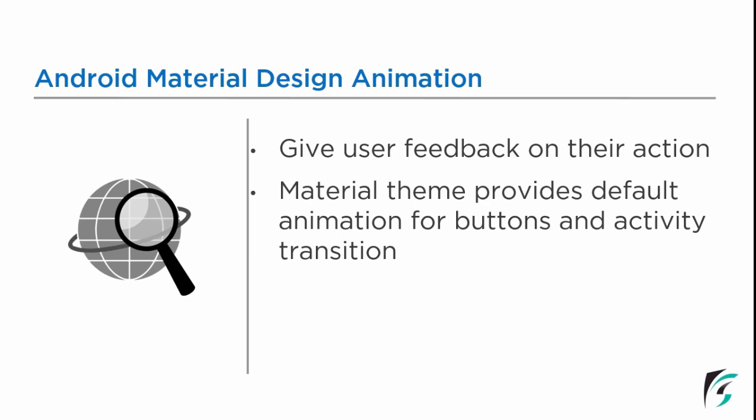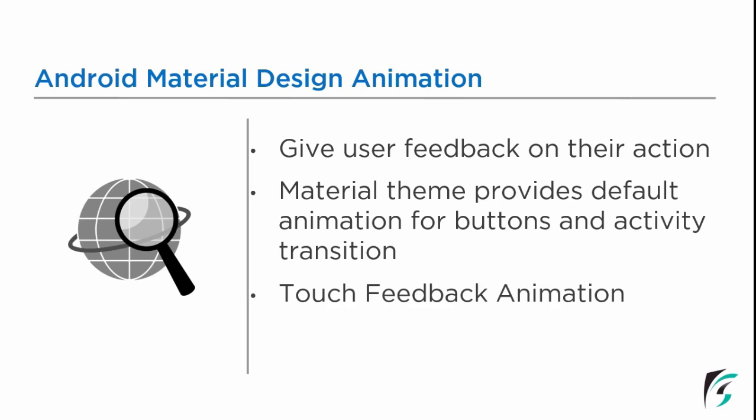Material Theme provides default animation for buttons and activity transitions. With the release of Android Material Design themes, we are provided with certain animations that are there by default: the animations for the buttons and the animations for the activity transitions. In this module, we will be learning about these default animations and customizing them in our own way.